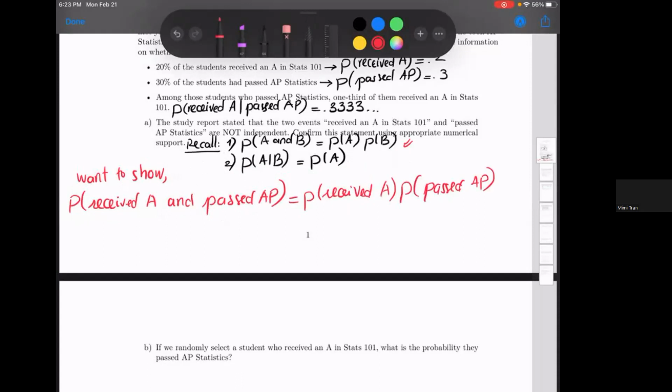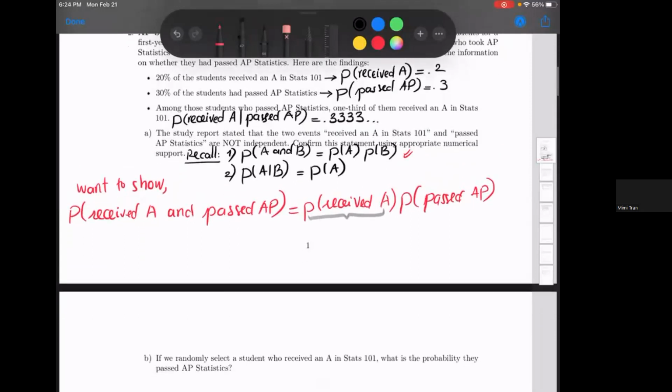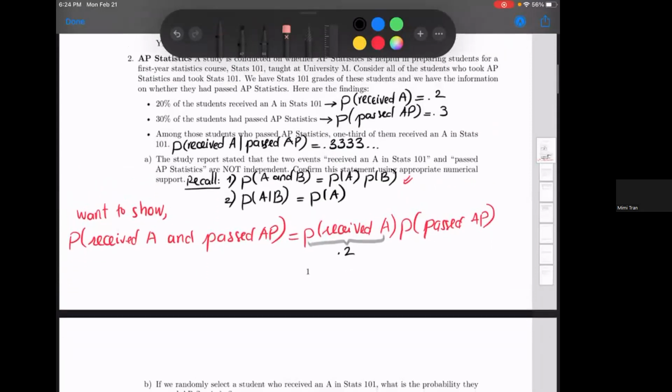Do we have P of receiving A? Yes, we do, right? That's why we simplified it up there. We have this one, which is 0.2. And then P of pass AP is 0.3. So 0.2 times 0.3 is what? Well, we'll take care of that later. It's not difficult. We have to come up with the left-hand side, right?